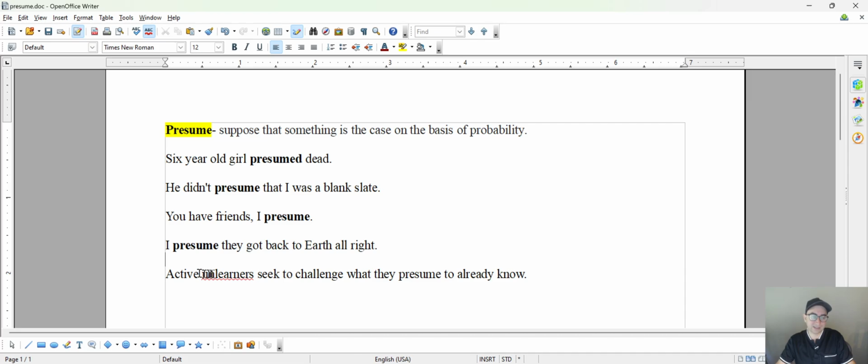What about this one? "Active unlearners." I know that sounds really weird. These are people who are trying to unlearn what they already know. I know, really weird. "Seek to challenge." So they don't accept what they presume, what they think they already know. Here, they're just describing how active unlearners try to challenge or reject basically what they already know. Because their goal is to unlearn. That's it. So here you could see the word presume used again.